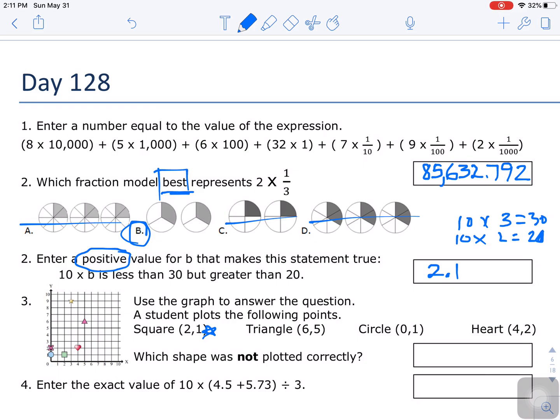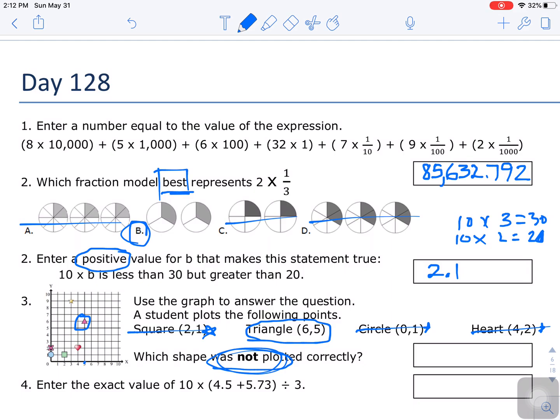Is the triangle plotted at 6 over and 5 up? Well, here's the triangle. And we see it's 5 over and 6 up. So that one is not plotted correctly. Let's just double check the circle. Is it at 0 over and 1 up? Yep. And is the heart at 4 over and 2 up? Yep, it is too. So I'm going to cross those out just because it tells us to find the one that was not plotted correctly.